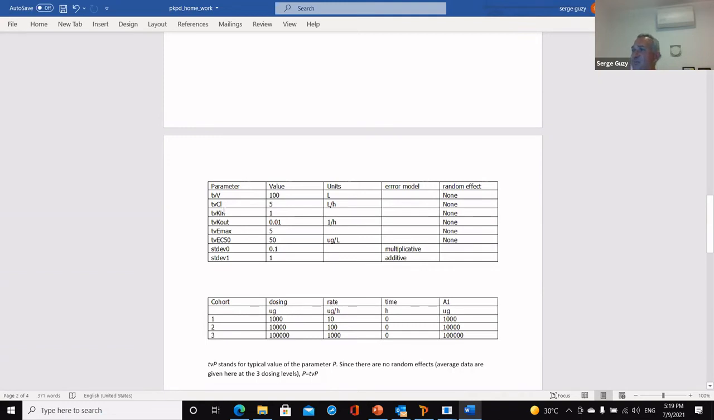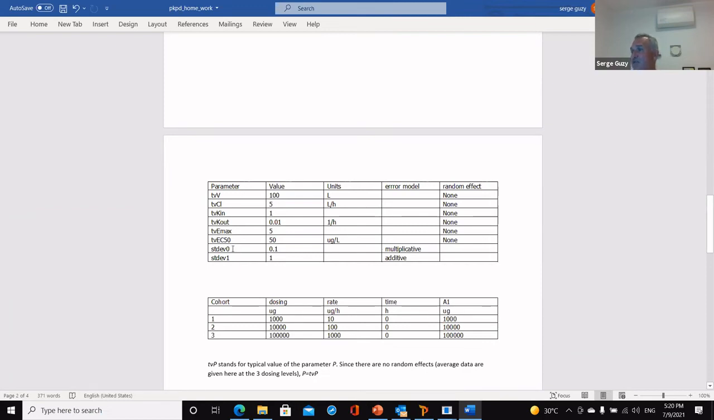Now, the PD model is an indirect response model that has Kin, the natural rate of production of the biomarker, the response. Kout is the first order elimination of the biomarker. And Emax is basically a factor by which your response is going to increase. EC50 is the concentration of the drug that is going to lead to half of the maximum Emax.